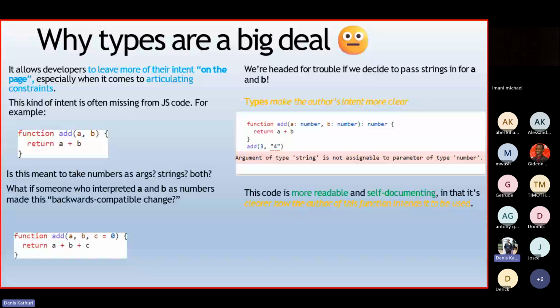And why are types a big deal? We have just talked about it: it leaves the intent on the page, especially when it comes to articulating constraints. This code here is a JavaScript function. This kind of intent is often missing from .js code. For example, in this function, you are not sure whether parameter A or B is of type integer or type string.